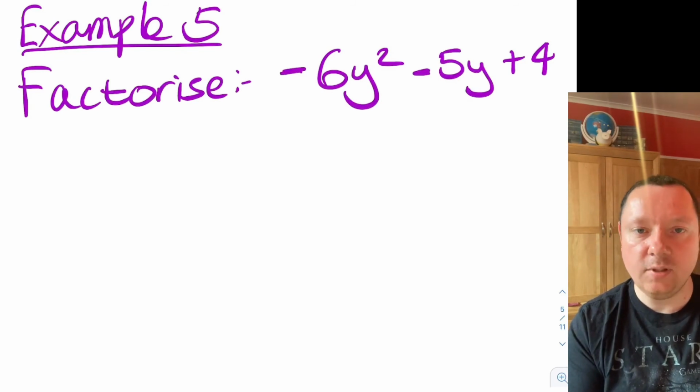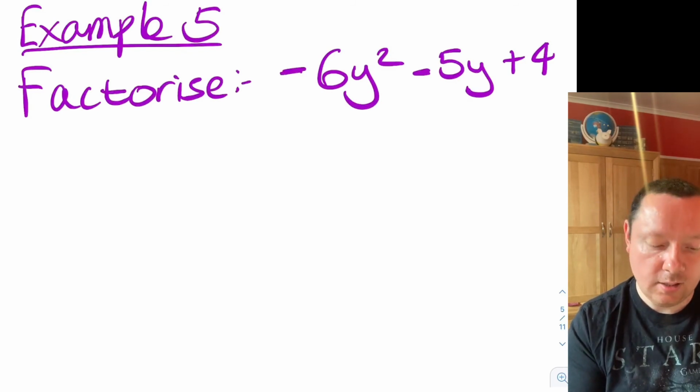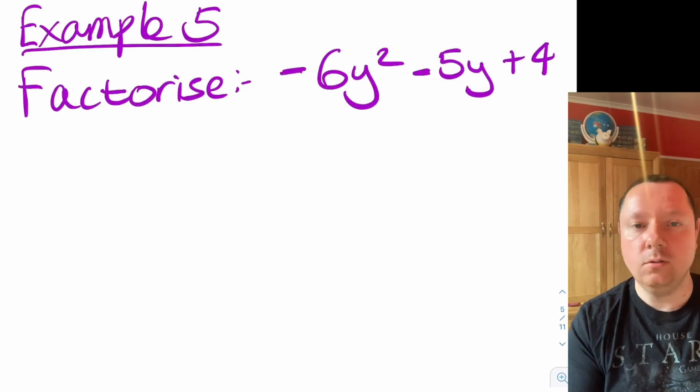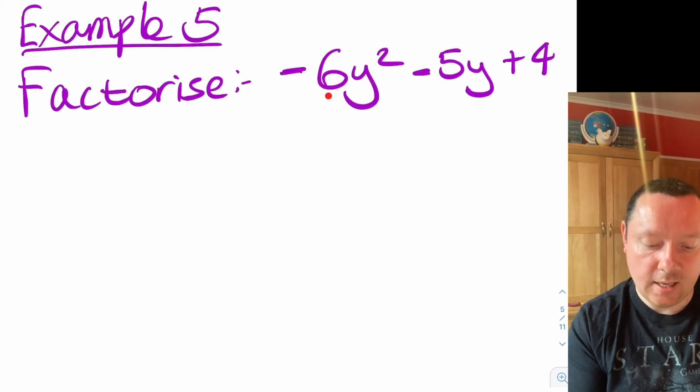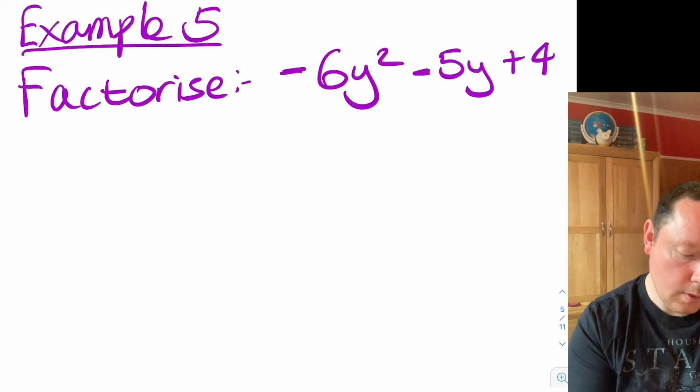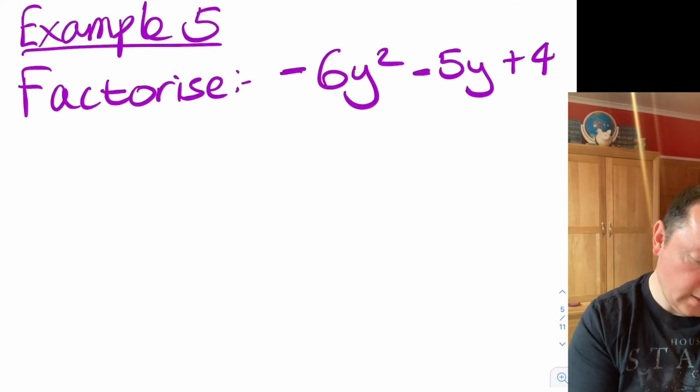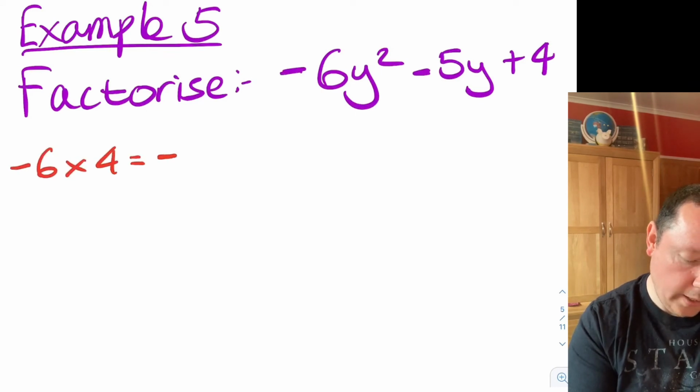So first step, always check for a common factor. 6, 5, 4, no number that goes into all of them. So we can move on to times in minus 6 by plus 4. So minus 6 times 4 equals minus 24. That's now our key number.